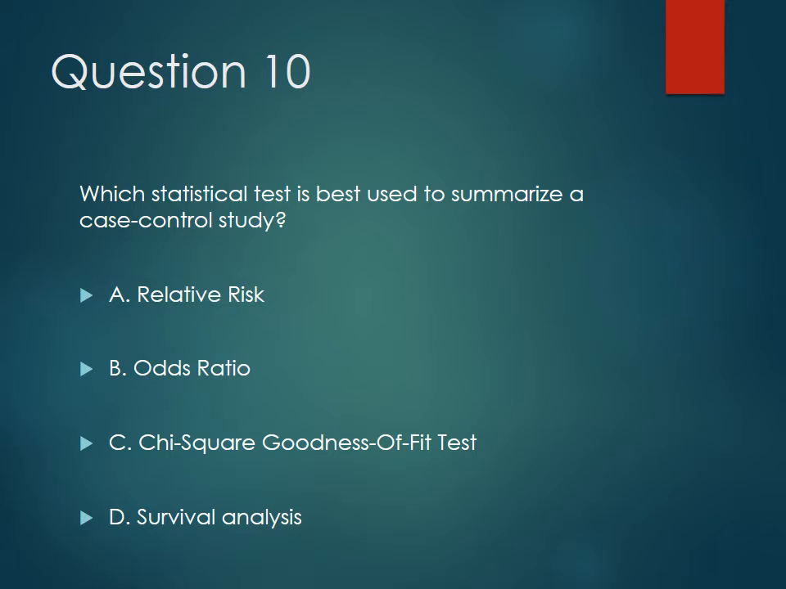Which statistical test is best used to summarize a case control study? Relative risk. When would I use a chi-square goodness of fit test?